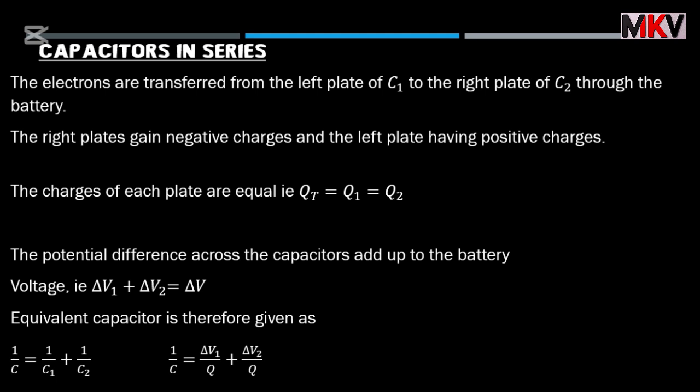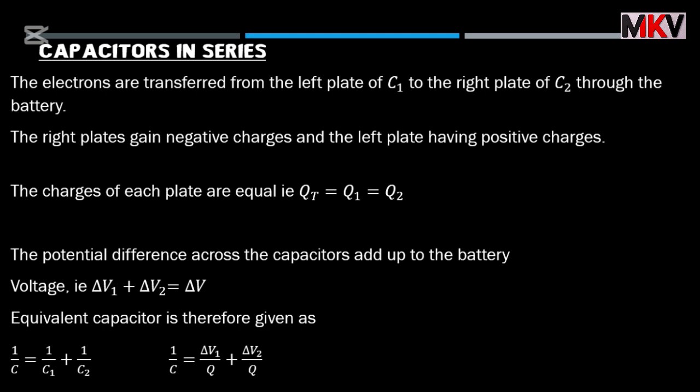They have the same amount of charge flowing through both capacitors. Then the potential differences across the capacitors add up to the battery voltage. That is, we sum up the potential difference across capacitor 1 and that of capacitor 2 to get the total voltage. And this voltage must be equal to the voltage that the battery is giving out.